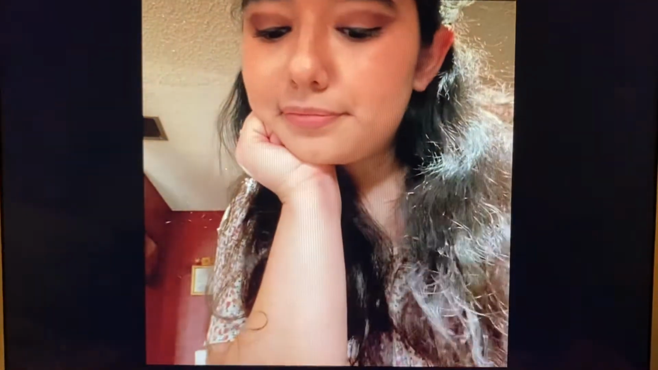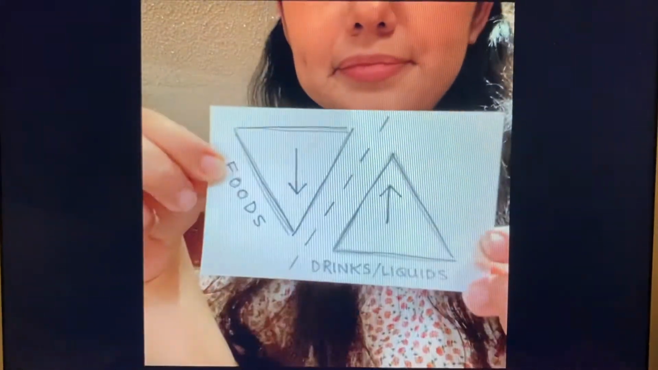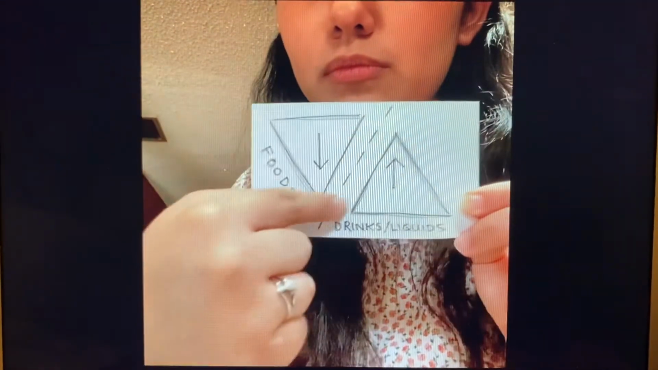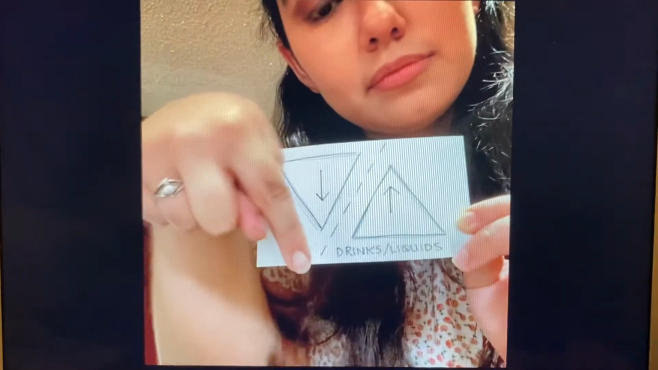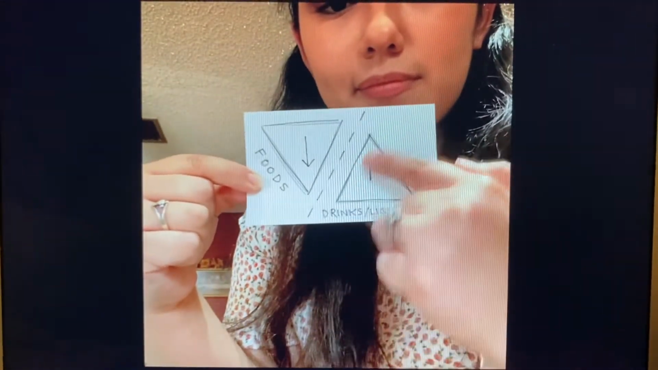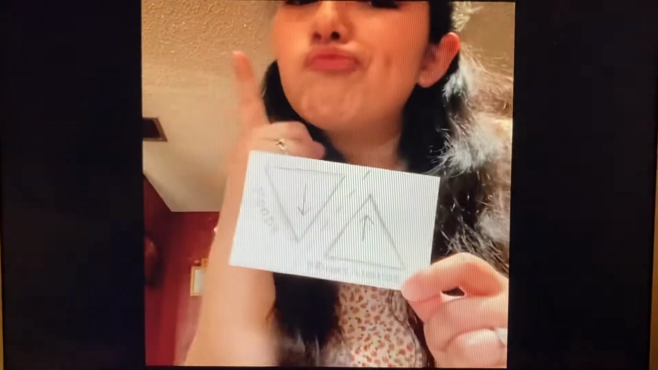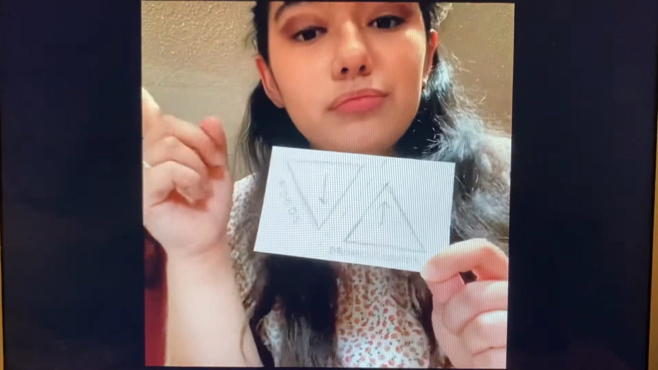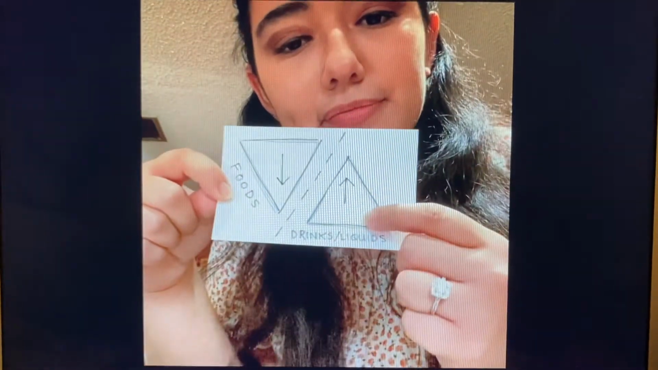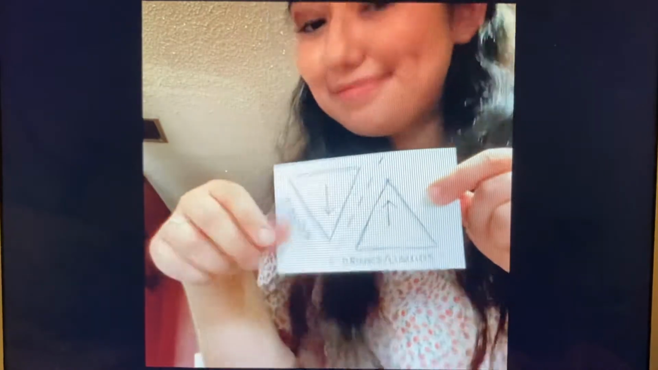When looking at these, it's important to distinguish between which one means food and which one means drink or liquid. So the way I remember it is if a triangle is pointing down, it's a food, and if it's pointing up, it is a drink. So how do I remember that exactly? Well, I think drink up, so you remember up, and foods you bite down, so drink up, bite down, foods and drinks.